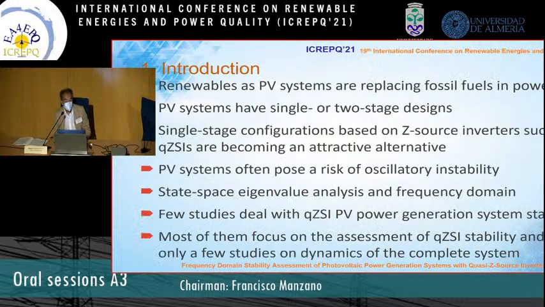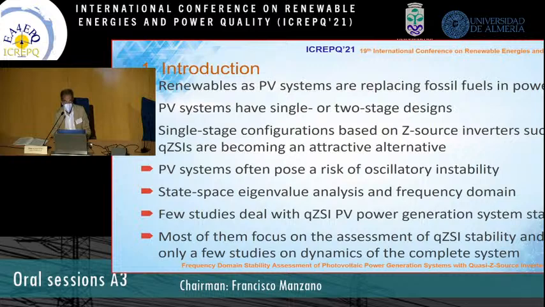Renewables such as PV systems are replacing fossil fuels in power grids, and these PV systems have single or two-stage designs. The single-stage configuration based on Z-source inverters, such as quasi-zeta source inverters, is becoming an attractive alternative because it offers different advantages compared to the other configurations.